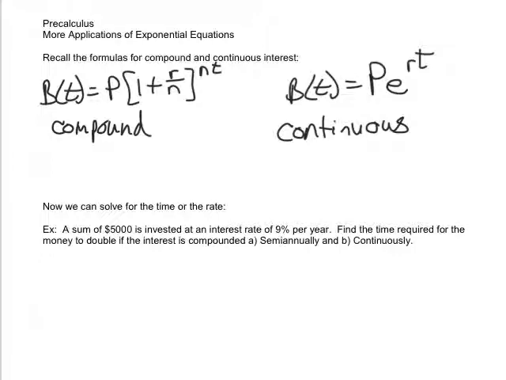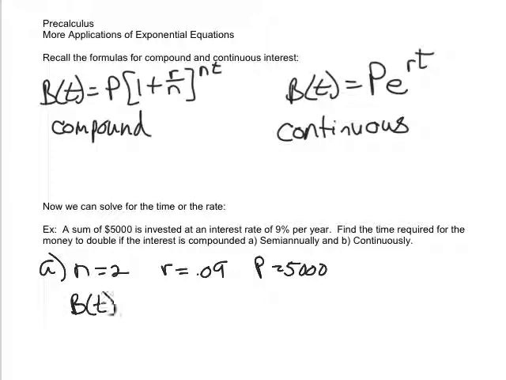So for part A, we're going to list what we know. We want semi-annually, that means twice a year. So n is going to be 2, the nominal rate is 0.09, and the principal amount is 5,000. And if I want my money to double, that means the balance at a certain time, if I double the 5,000, it's going to be 10,000. So we're going to start with those values.